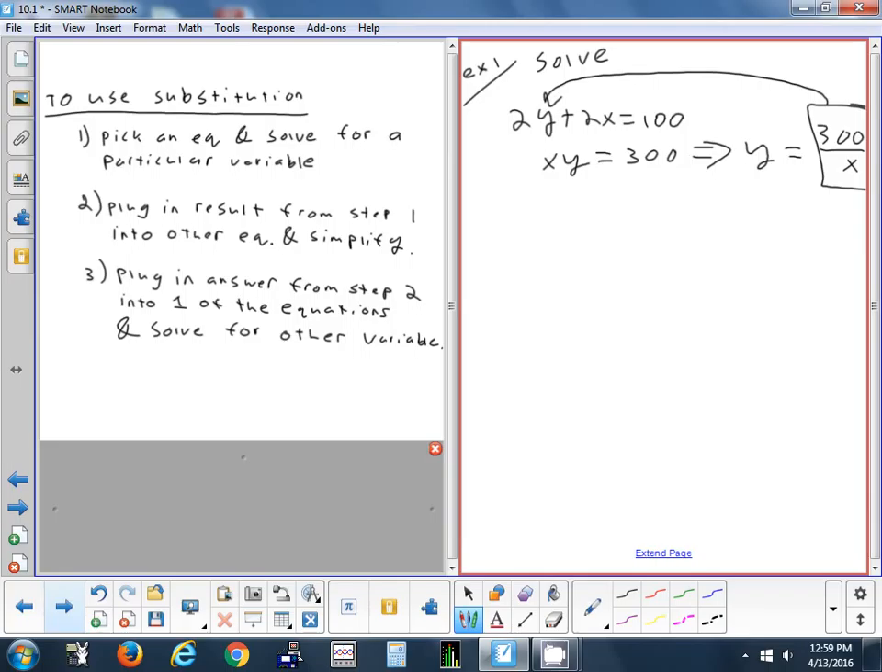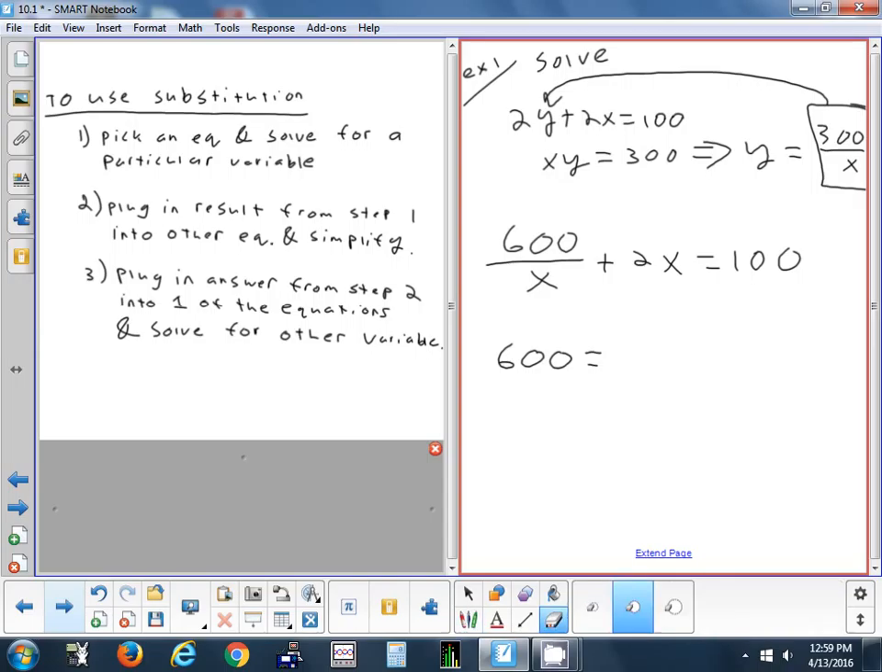600 over x plus 2x equals 100. All right, what would I do next? I would do something with the denominator, but even better than finding a common denominator, just get rid of the denominator. Multiply by x.